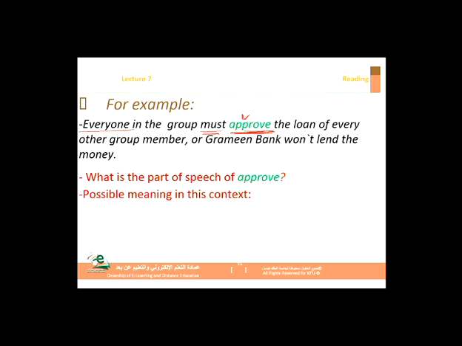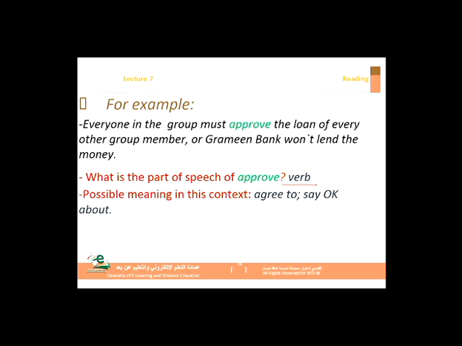So what are the possible meanings? First of all, we know that this is a verb. Possible meanings, well, to agree, to say okay. So here, if you approve something, if you agree to it, the bank will lend the money to the other members of the group. If I don't agree, if I don't approve, if I don't sign, the bank will not give the money.